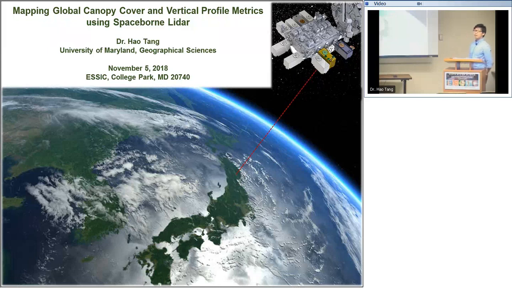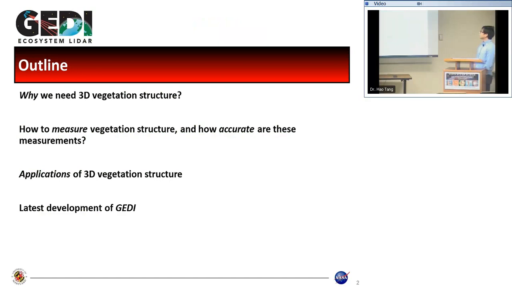Anyhow, just a little bit of background. This is the title of my talk today: Mapping Global Canopy Cover in a Vertical Profile Matrix using Spaceborne Lidar. To begin, I know a lot of people here are doing lidar work as well. For example, John was saying he was using lidar to see atmospheric profiles or aerosols and other things. But we can use lidar to do 3D vegetation structure as well.